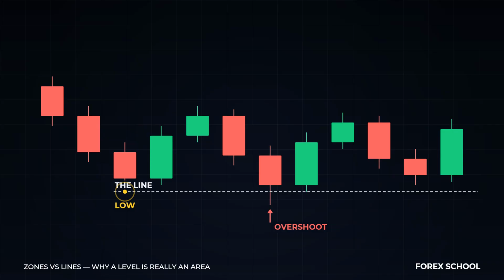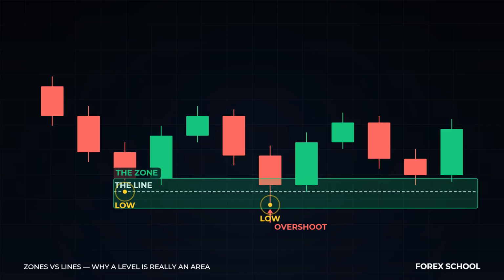Now watch the zone sweep in, a band from roughly 126.94 up to 127.12. All three turning points live comfortably inside it. Same market, same buyers, but only the area told the truth.